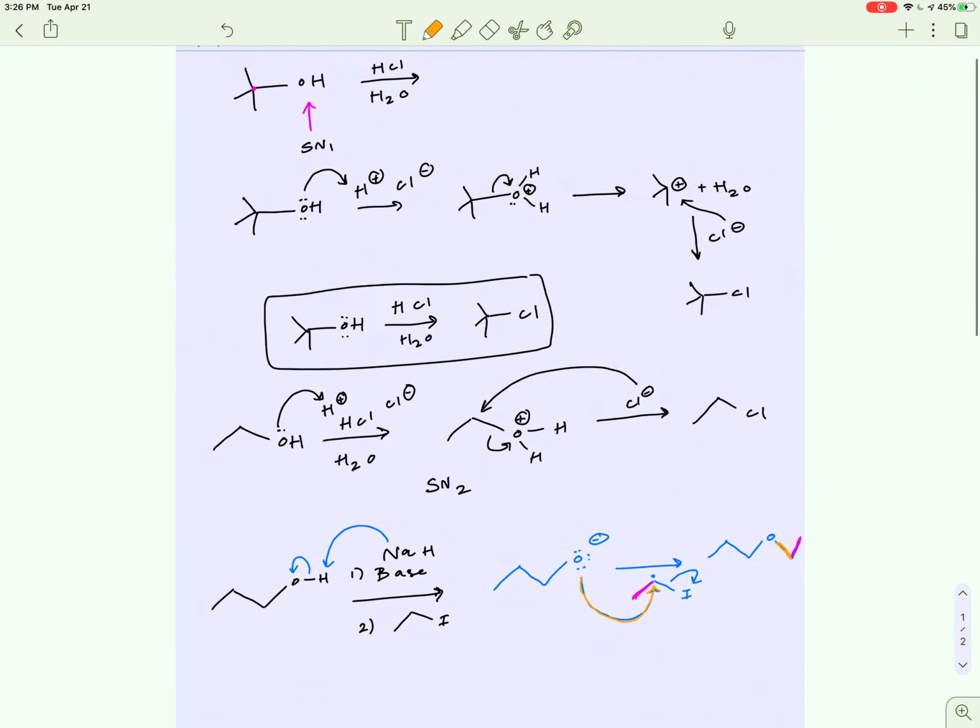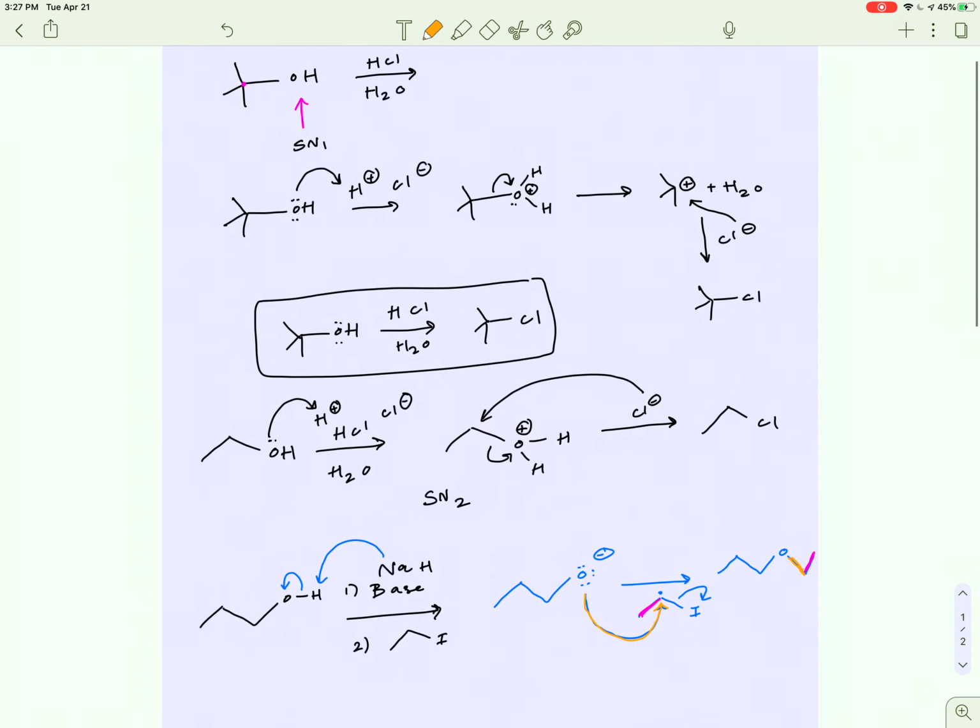So those are all the examples that we did today. The first one is an alcohol and an acid, but with an SN1 reaction. The second one is the same thing, alcohol with an acid but an SN2 reaction. And the third one is an example of alcohol in a basic solution.